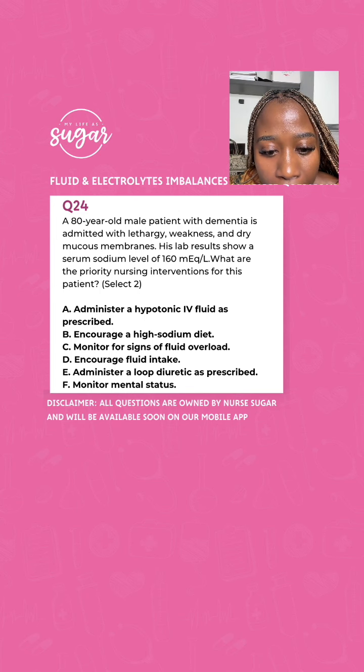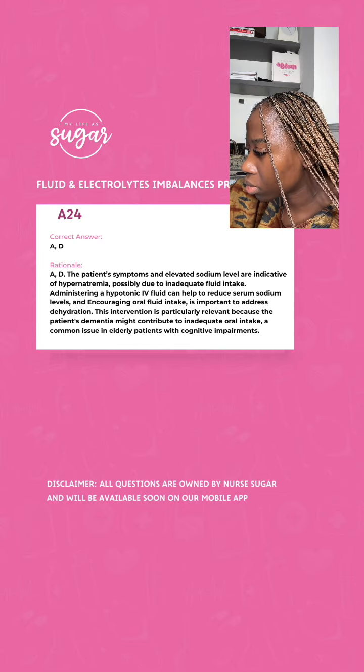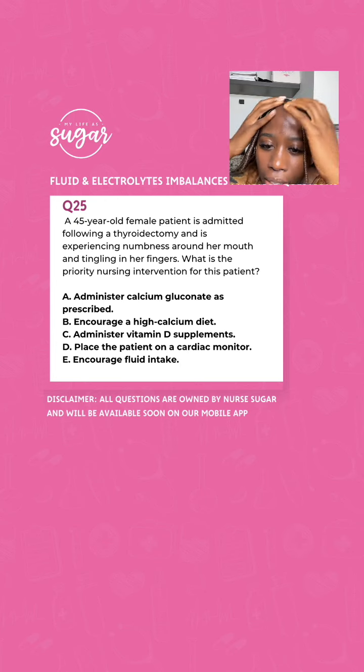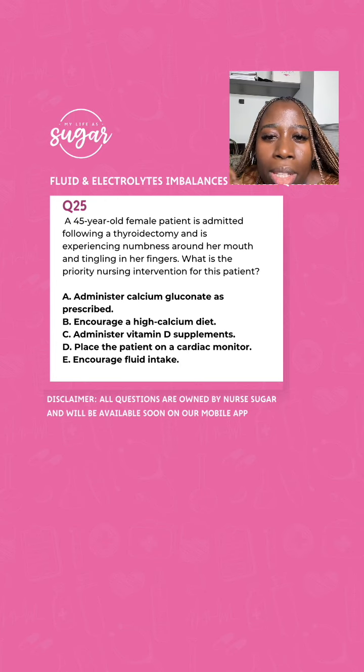Let me pull up your rationale. Okay, 45-year-old female patient is admitted with thyroidectomy. I love this question because I really just want to know if your patient had a thyroidectomy, what are they at risk for? Hyper or hypocalcemia? Absolutely hypo. And they're experiencing numbness around the mouth and tingling in the fingers. What would be your priority nursing intervention for this patient?